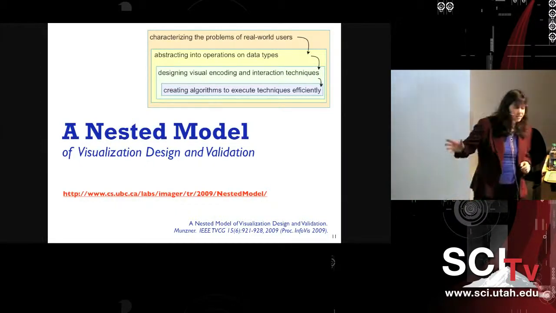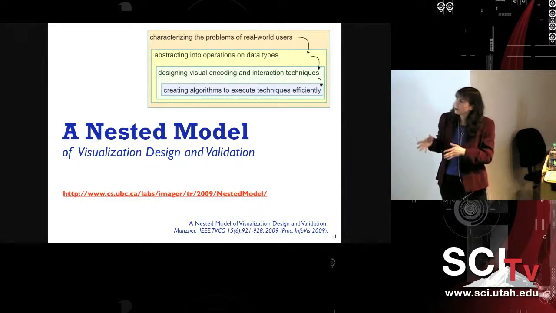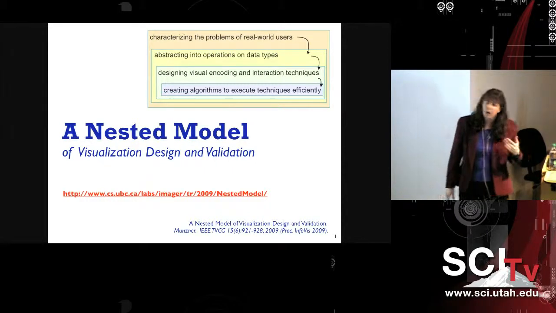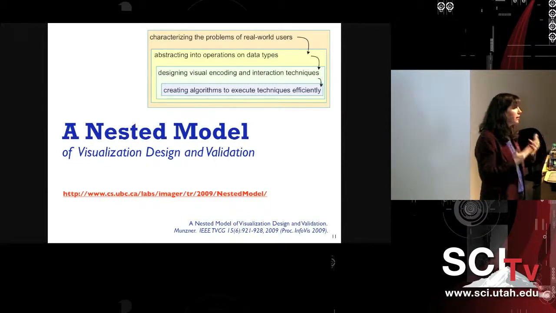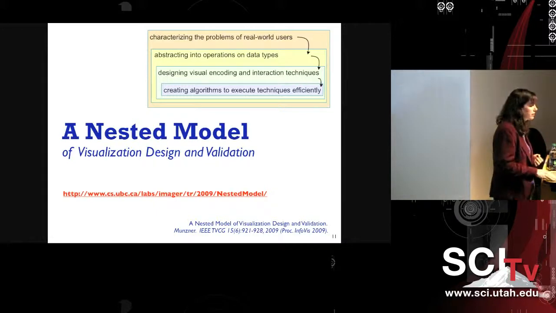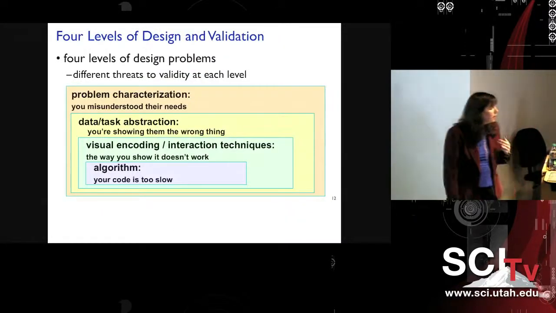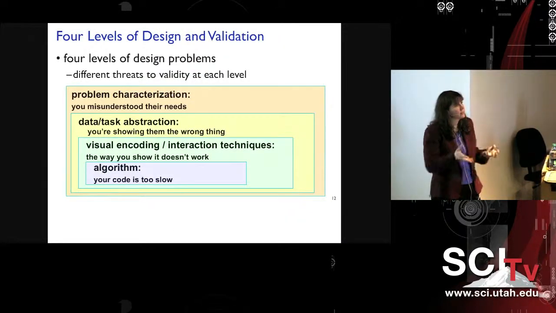Enough, now that I will actually go into these slides then. So this was a model I proposed a couple of years ago about a way of thinking about validation methods as they relate to different levels of design. And the idea here is to try to separate out some concerns into 4 different levels.